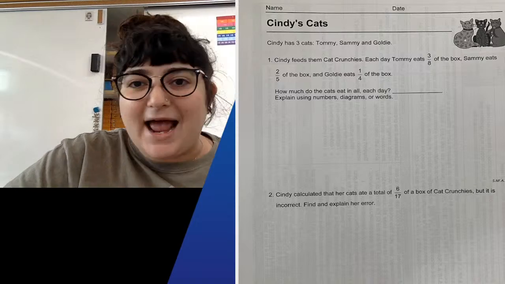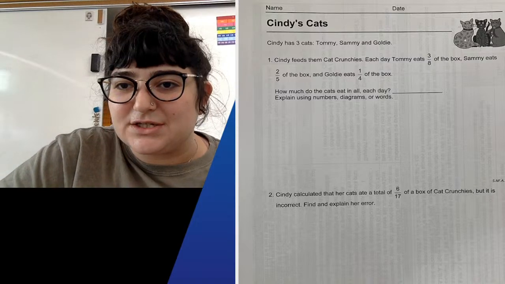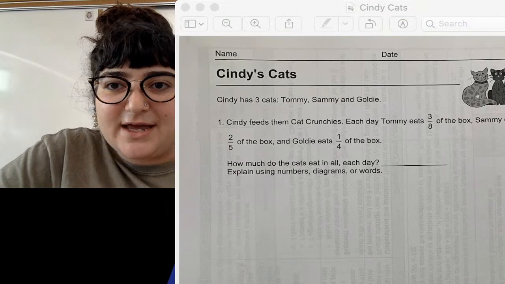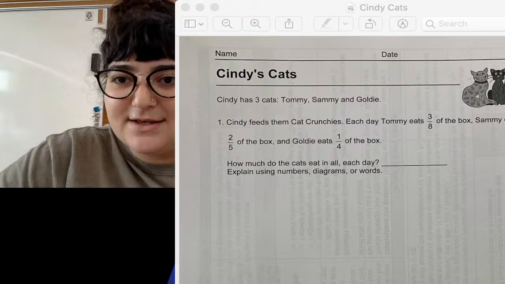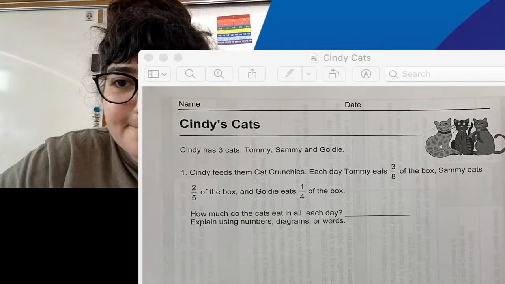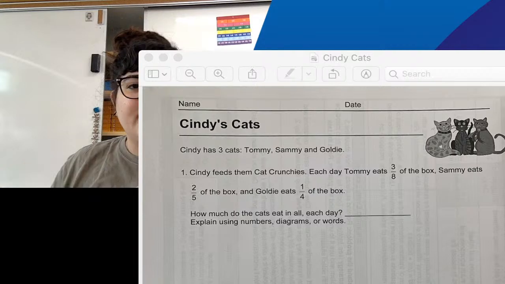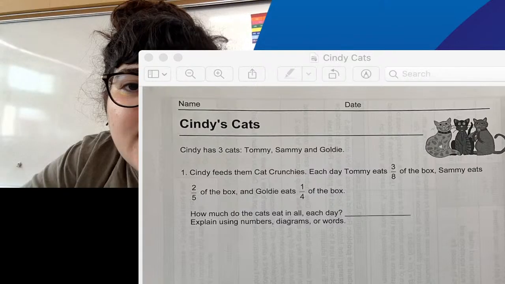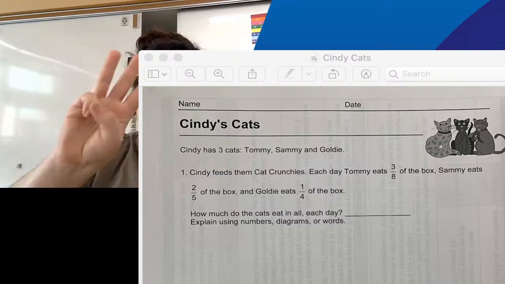Now, I have a sneaking suspicion it's too small. So I'll zoom in on these parts so that we can take a look at them. Okay, so read along with me. And I know that my face is kind of blocked off, but let's just make it work. So Cindy has 3 cats, all right?